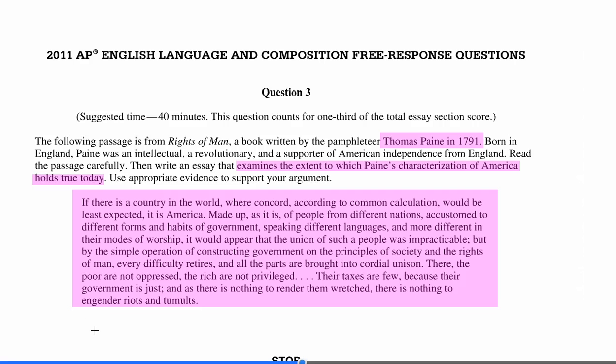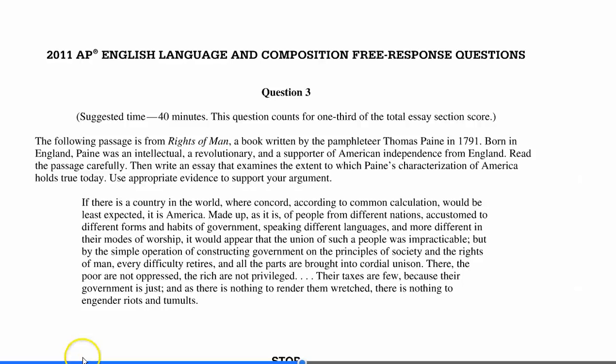Okay, so we're going to take a look at some student samples and see what it looks like to answer this prompt. So go ahead and pause this and read through it so that you can see what the prompt is, and then we'll look at some student samples and see how they did.